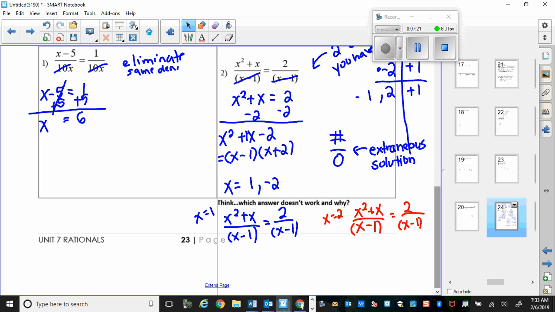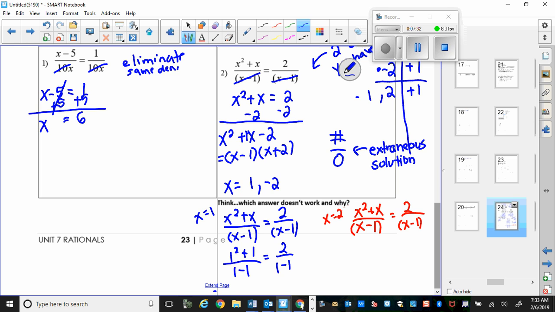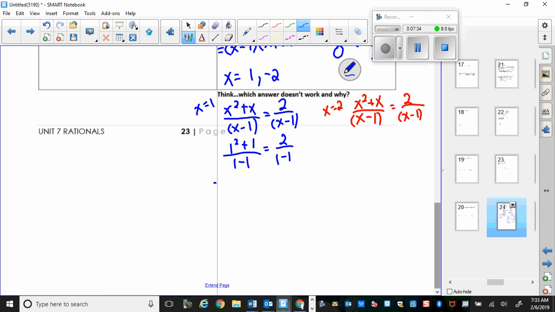All right? So x squared plus x over x minus 1 equals 2 over x minus 1. Plugging this in, I have 1 squared plus 1 over 1 minus 1 equals 2 over 1 minus 1, right? So 1 squared plus 1 is 2 over 0 equals 2 over 0. So this doesn't work. This is what I know: x equals 1 is an extraneous solution. So it doesn't work. It's not effective, right?